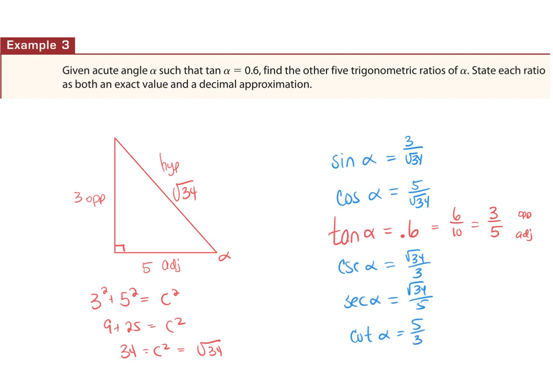I do need to rationalize these, so I do need to simplify those. That would be like leaving it without reducing a fraction, so we do want to simplify those. All right, those are my fraction forms. It also wanted decimal approximations. How would I do decimal approximations? Plug it into your calculator.